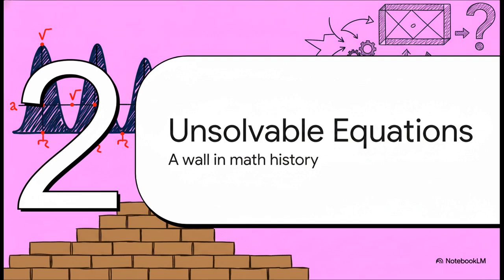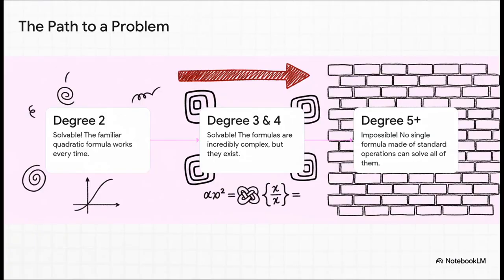And that is where we hit a massive, monumental problem. For centuries, math was just this steady march of progress. Equations of degree 2? Yep, we've got the quadratic formula from high school. Degrees 3 and 4? Okay, those formulas are way, way messier, but mathematicians figured them out back in the 1500s. But then, when they got to the 5th degree, they hit a solid brick wall.